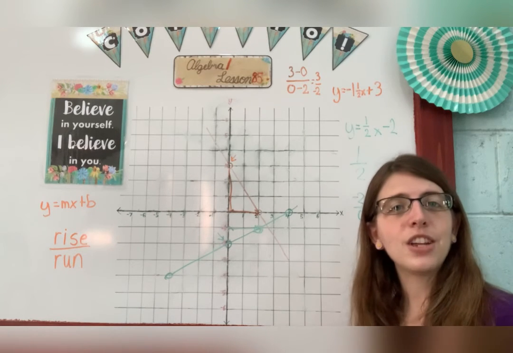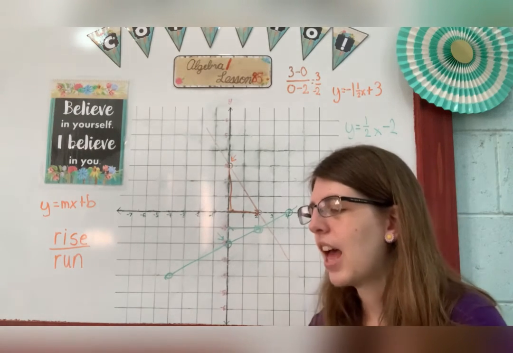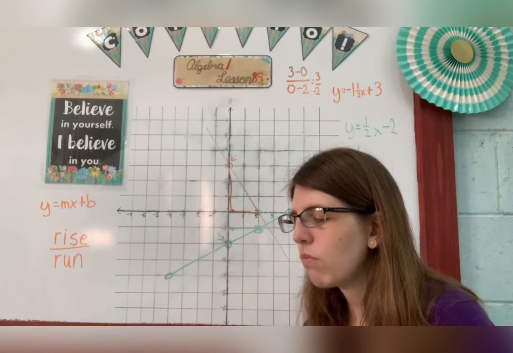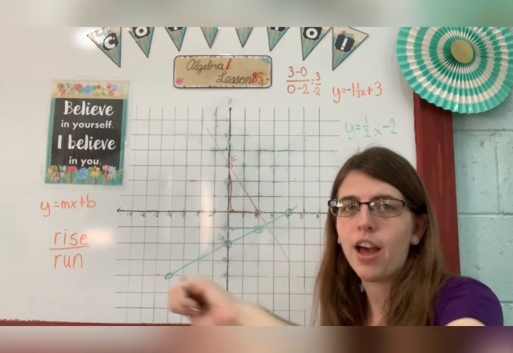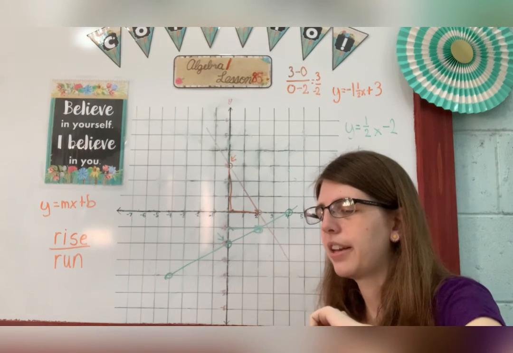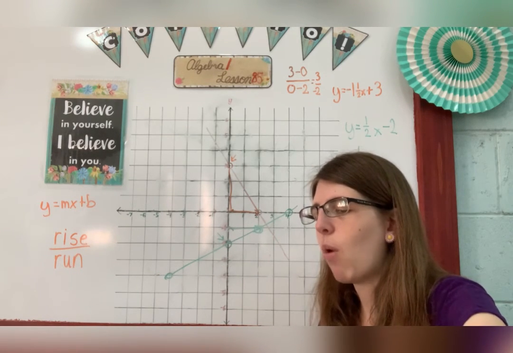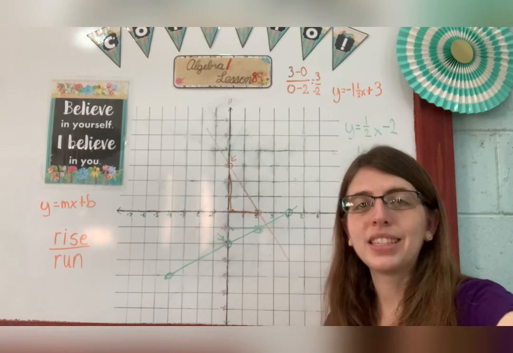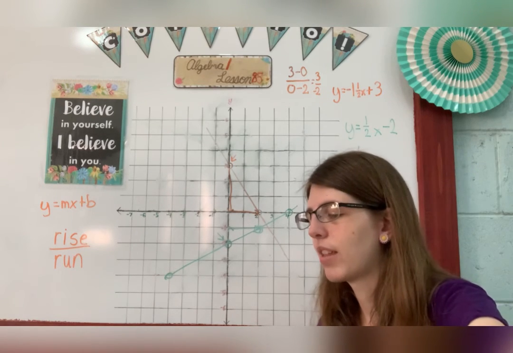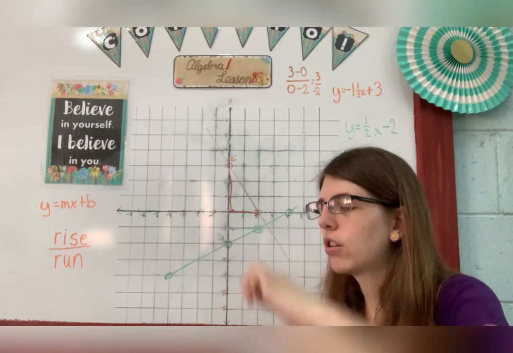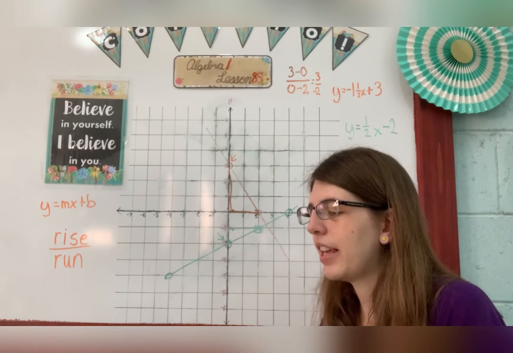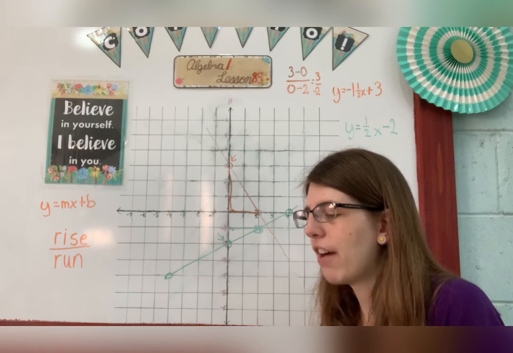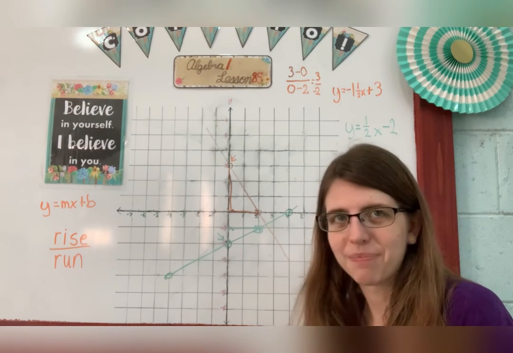Okay, you should be back now from your practice. Letter A, you should have gotten y equals -3 because you had a horizontal line. B, you should have gotten y equals -1/2 x plus 3. C is a vertical line, so you have x equals 3. And D is y equals 1/2 x plus 3.